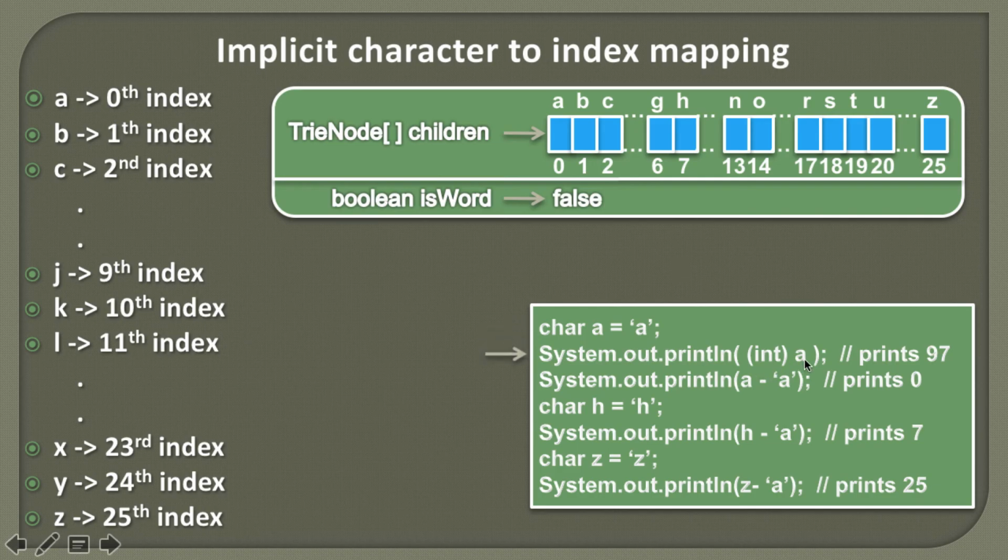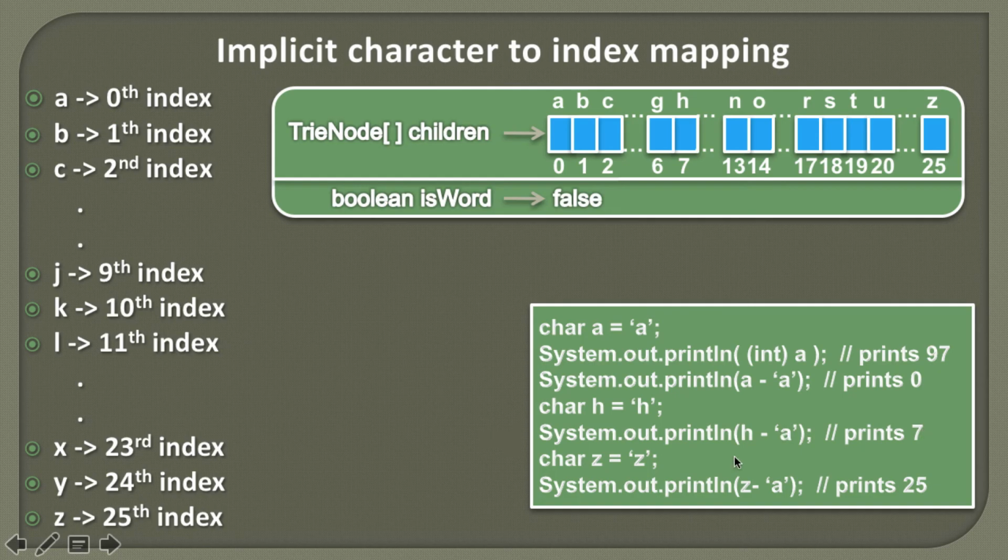and let's say if we typecast it to an integer value, then it prints 97. This 97 is the ASCII value of the character A. And in the next step, from A we subtract the char value A, it prints 0. Similarly, let's say we define another value H, and if we subtract the char value A from H, it prints 7, because from A, H is 7 steps ahead.